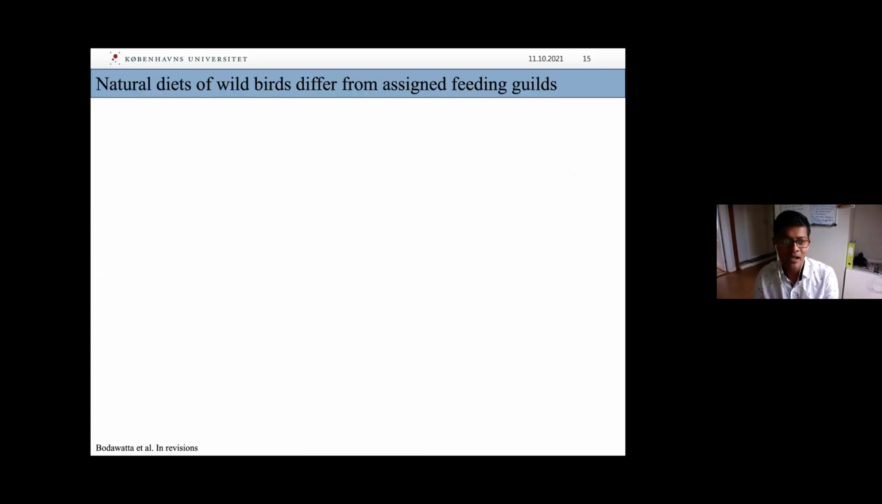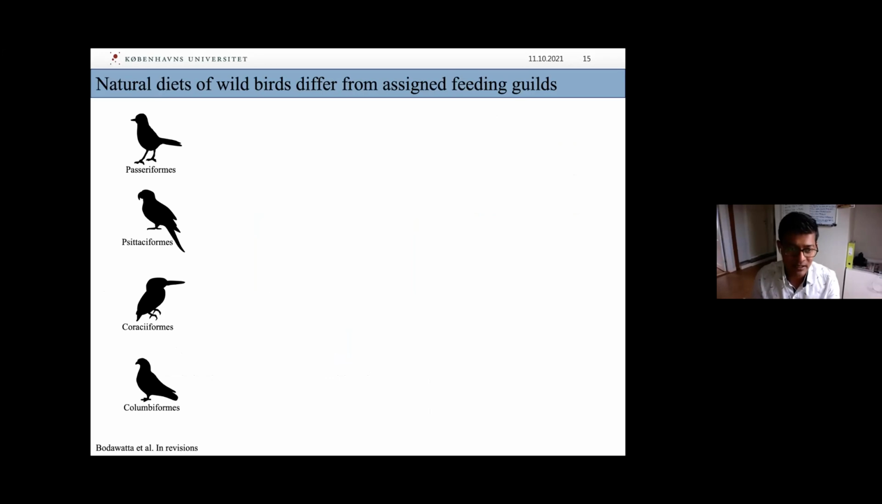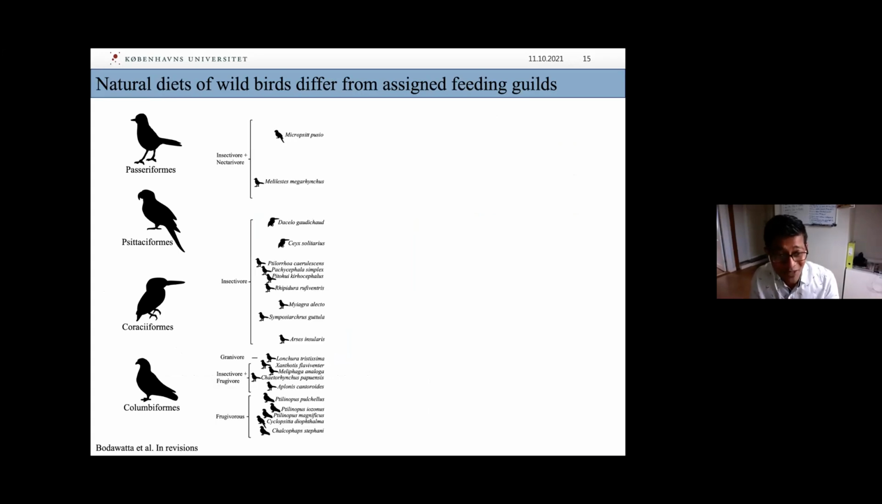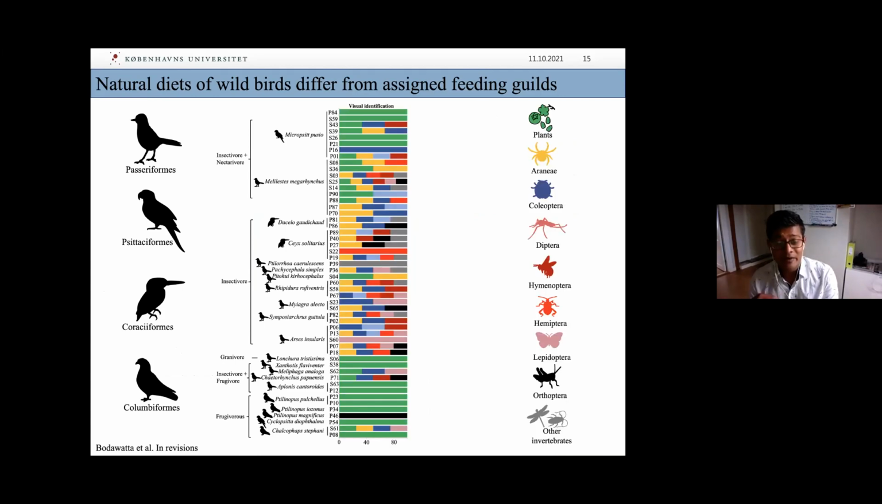this study. So we actually captured species belonging to 4 bird orders, and we also captured many individuals from different species within these bird orders. And when we look at this bar graph, I'm showing the major proportion of different dietary items we found in these individuals through the visual identification.